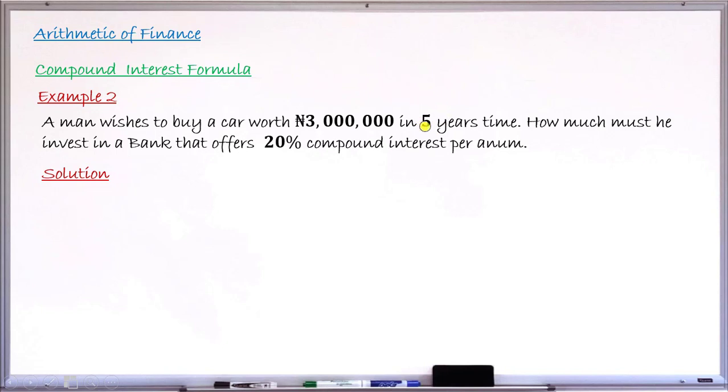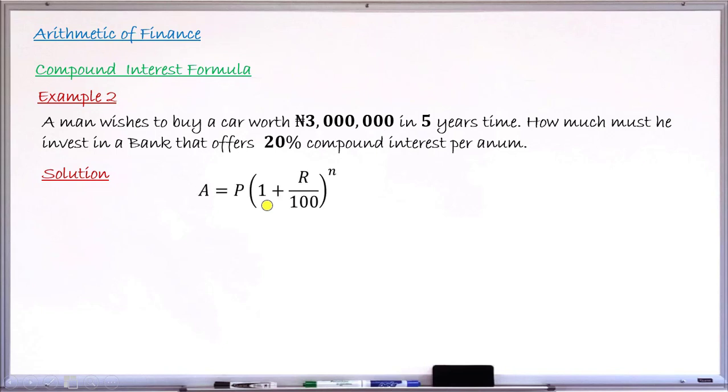And what is his problem now? How much must he deposit in a bank, if the bank offers 20% compounding, so that after 5 years, that amount plus the interest generated in those 5 years will amount to this 3 million naira? So let's see.